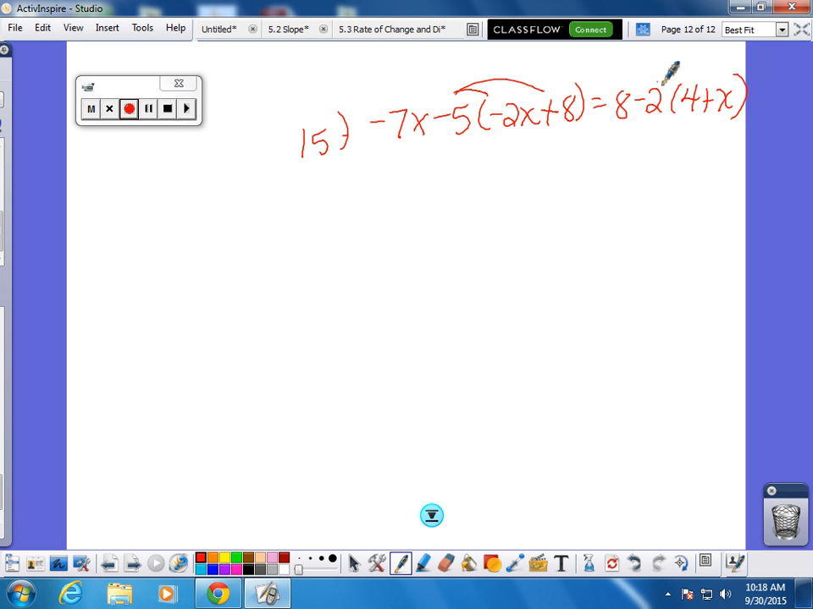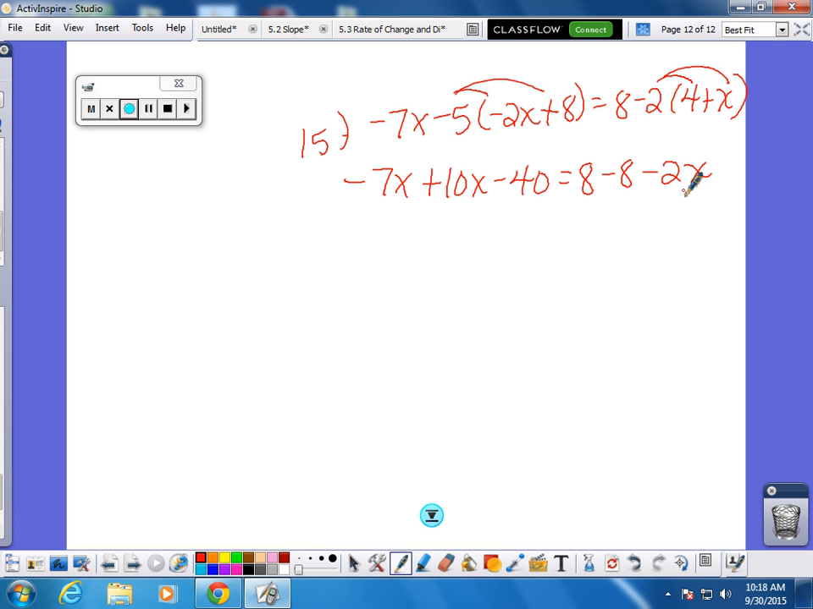Let's see how many got this one. Alright, got a lot of signs going on here. Like signs, different signs. Bring that down, multiply by the negative 2. Check my sign and your sign and see if there's a sign that needs to be fixed.